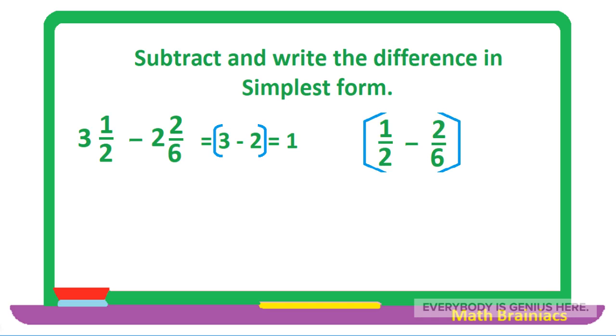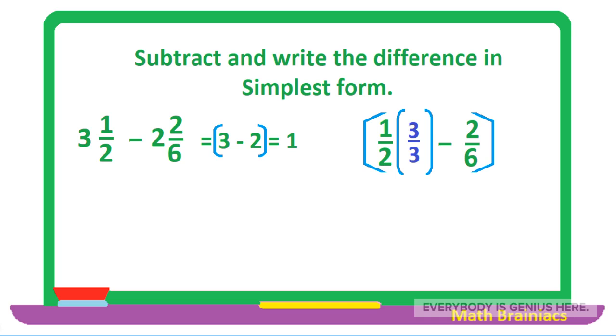After working on the whole numbers, we can now move to the fractions. We can subtract 2 over 6 from 1 over 2. But our denominators are not the same. Our goal is to make the denominators the same. So, we're going to make it the same. What are we going to do? We're going to multiply the 2 by 3 so that the denominators will become both 6.